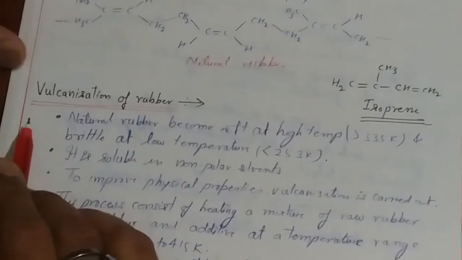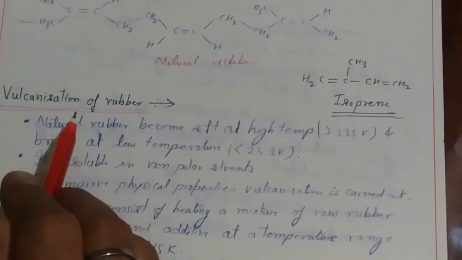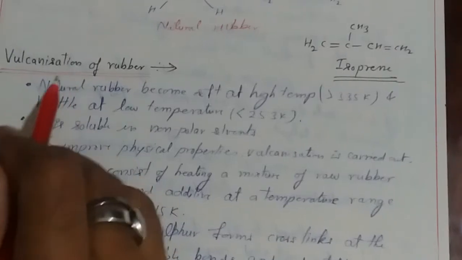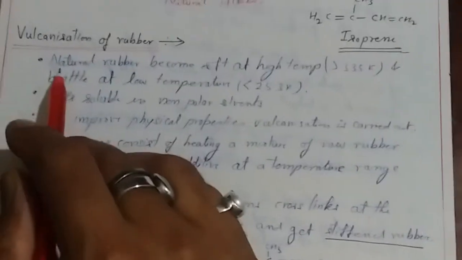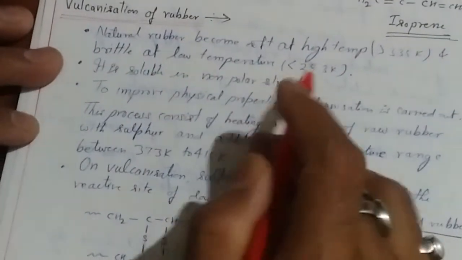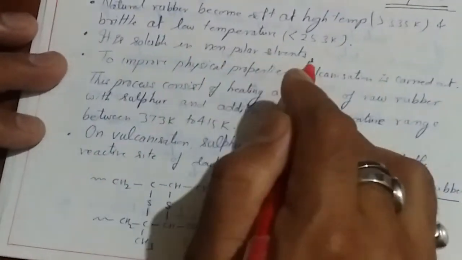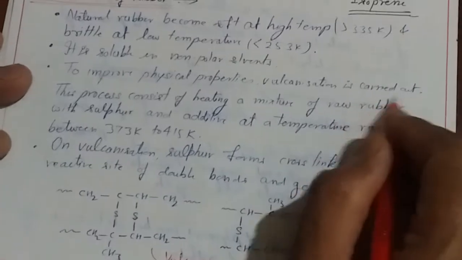Natural rubber requires vulcanization with sulfur, that is, stiffening by cross-linking to each other in the presence of sulfur is known as vulcanization. Natural rubber becomes soft at high temperature and brittle at low temperature. It is soluble in non-polar solvents. To improve physical properties, vulcanization is carried out.